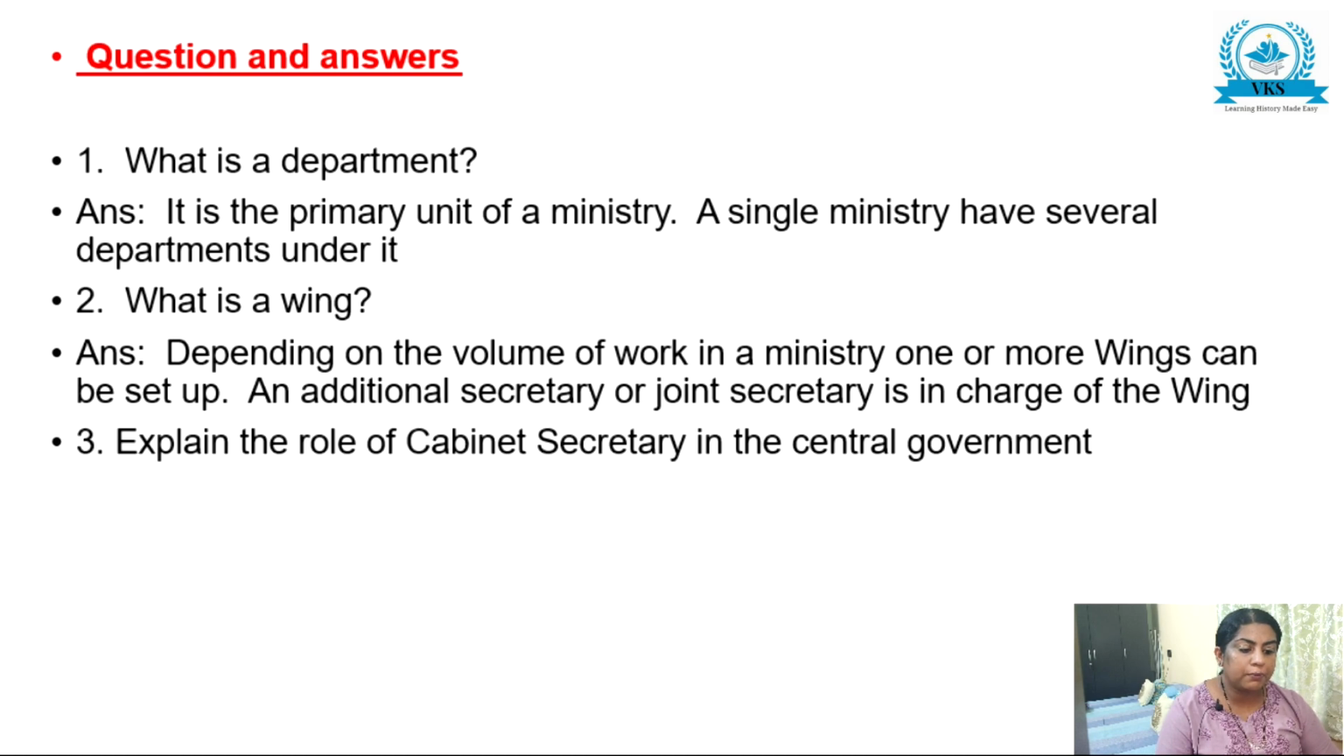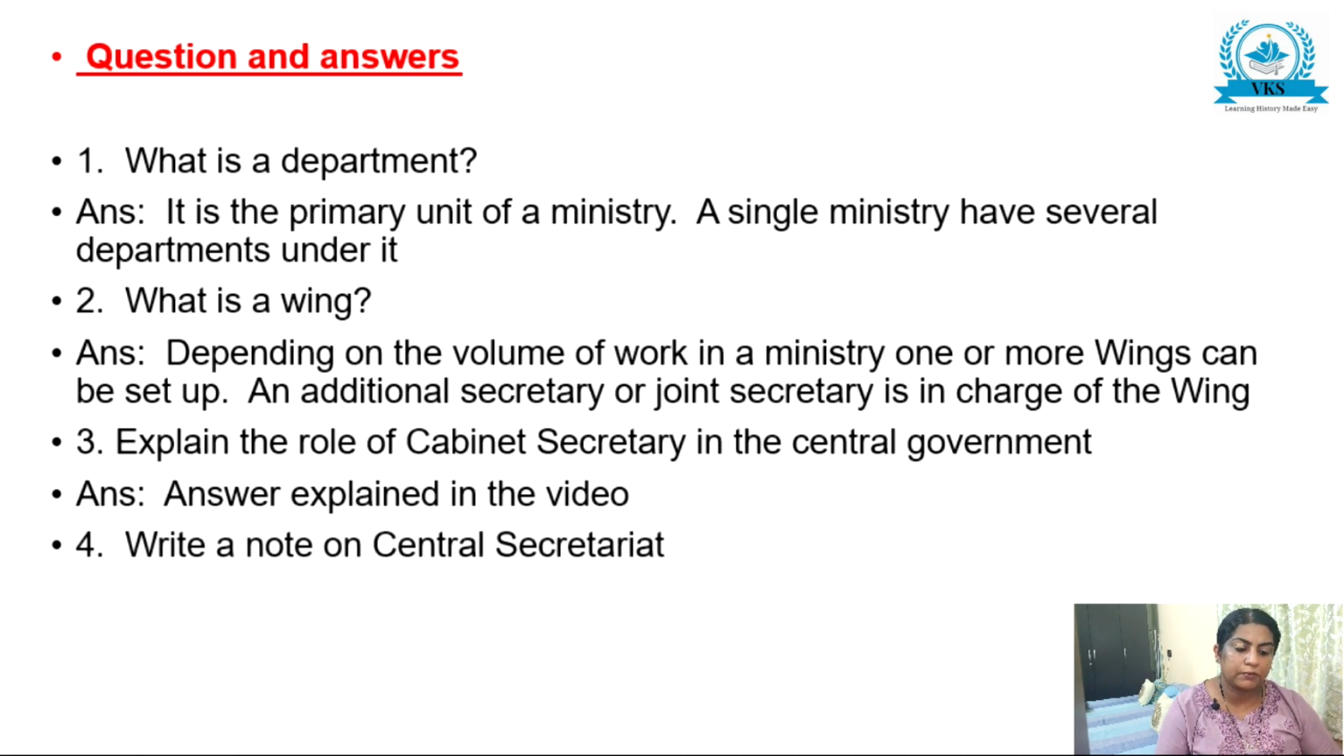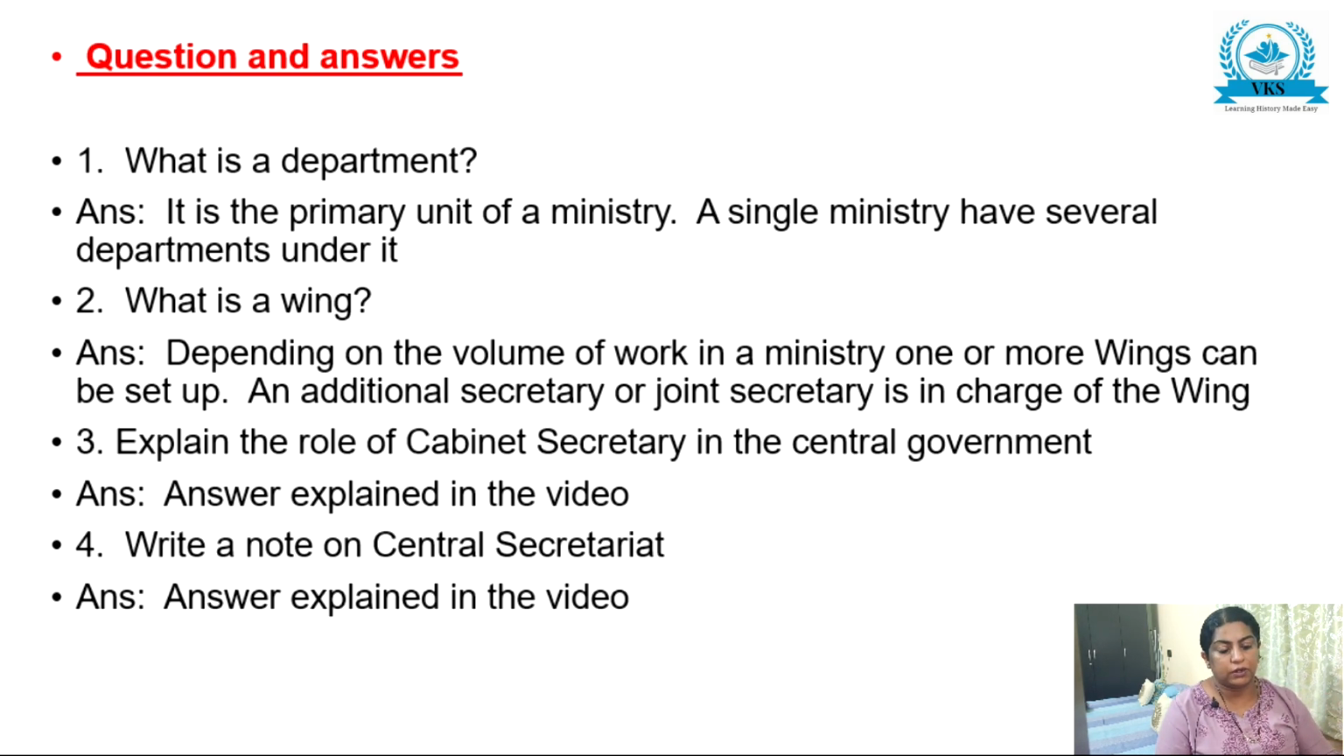Explain the role of cabinet secretary in the central government. All the points which we have discussed just now, that is the role of cabinet secretary, is the answer for the question. Write a note on central secretariat. So the answer is explained in the video. You can see the point wise explanation and you can write the answer. So all these were the important points regarding the central secretariat.